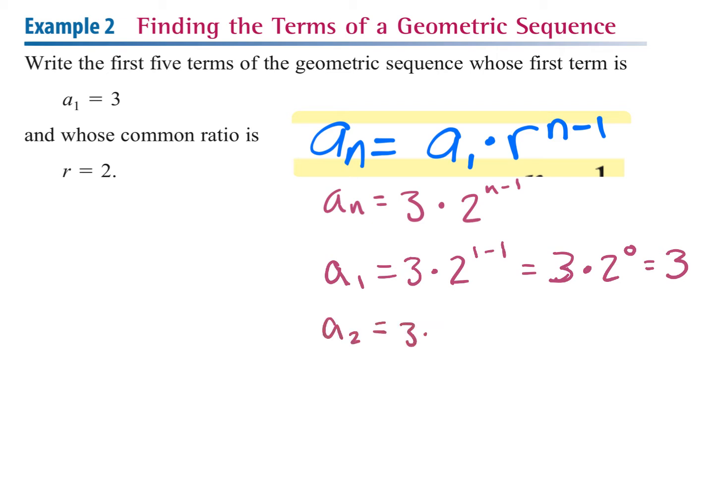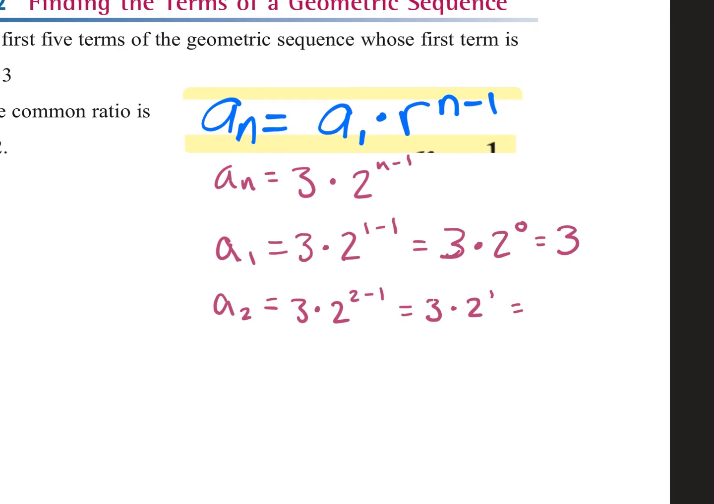Let's plug in 2. So we have 3 times 2 to the power of 2 minus 1. First thing we want to do is our exponent. 2 minus 1 is 1. So we have 3 times 2 to the first power, which is just 3 times 2, which is 6. Let's plug in 3. So we have 3 times 2 to the power of 3 minus 1. 3 minus 1 is 2, so 3 times 2 squared, so 3 times 4, which is 12.